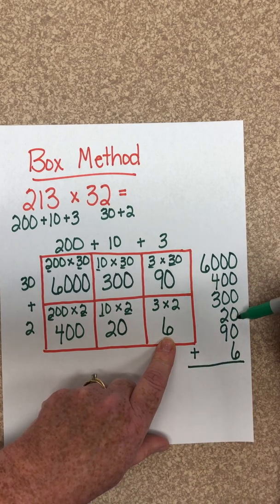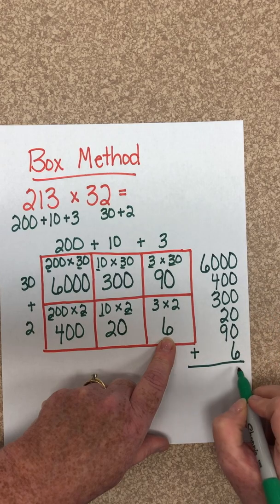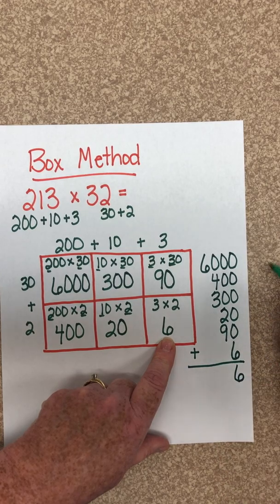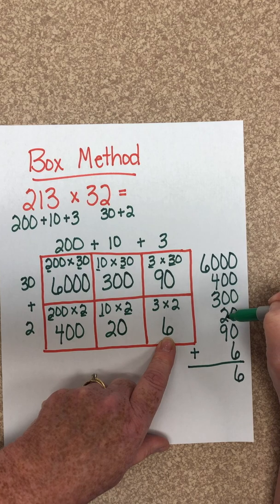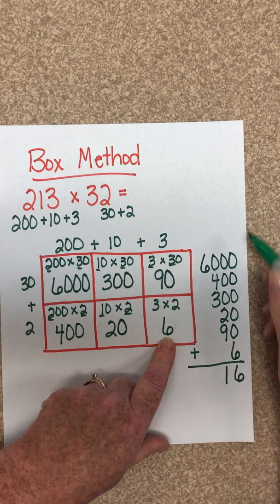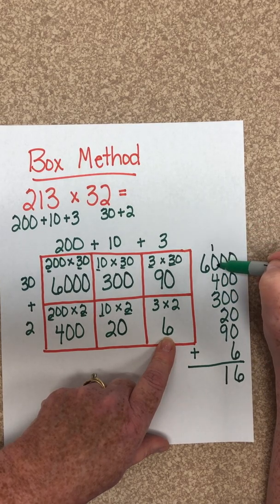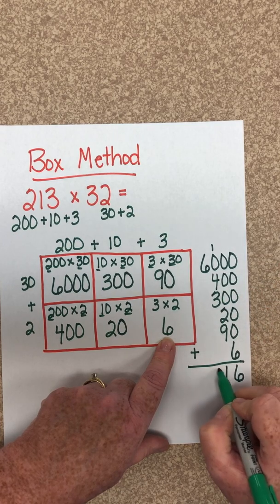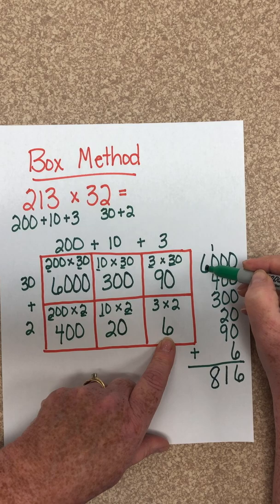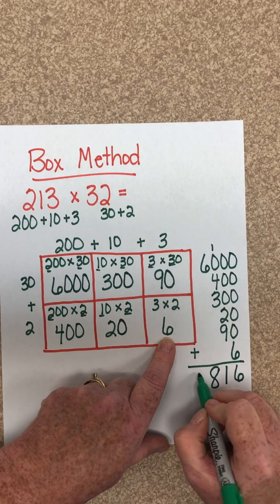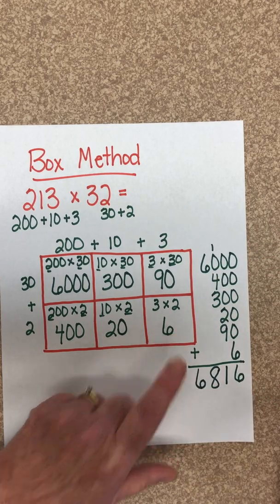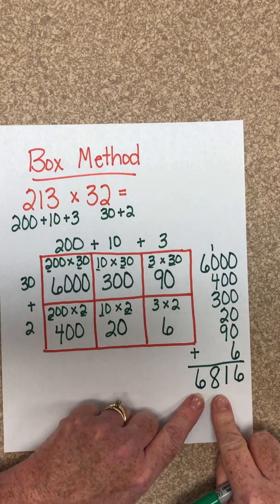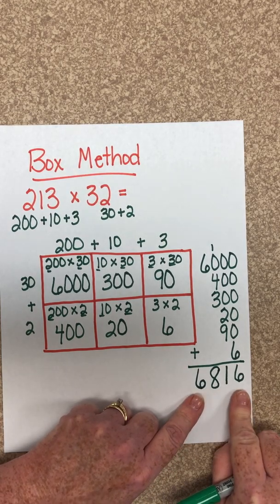0 plus 0 plus 0 plus 0 plus 0 plus 6 is 6. 0 plus 0 plus 0 plus 2 is 2. Plus 9 is 11. So I'm going to carry a 1. 1 plus 0 is 1. Plus 4 is 5. Plus 3 is 8. And we have 6 that we will bring down. So our answer is 6,816.